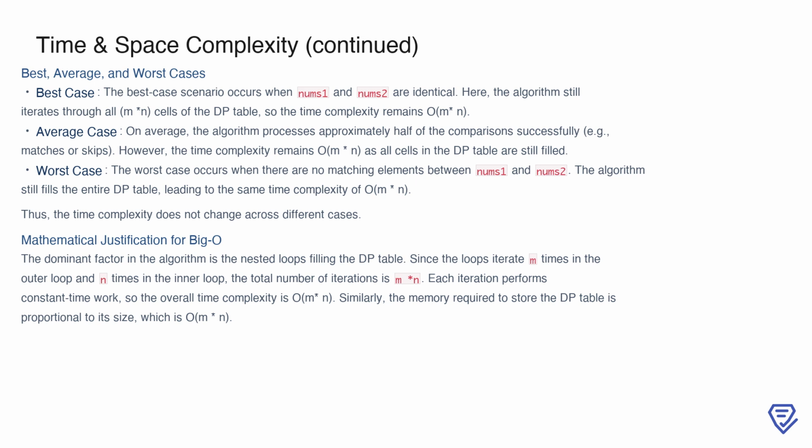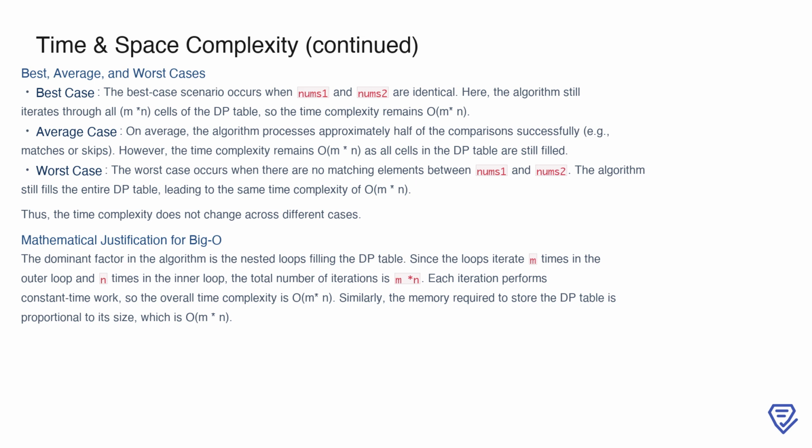Now let's consider the best, average, and worst cases for this algorithm. In the best case scenario, when nums1 and nums2 are identical, the algorithm still needs to iterate through all m*n cells in the DP table to compute the result. Thus, the time complexity remains O(m*n). On average, approximately half of the comparisons in the DP table might lead to matches or skips, but the algorithm still processes all cells, resulting in the same O(m*n) time complexity.